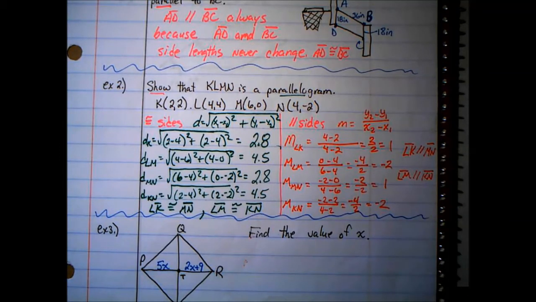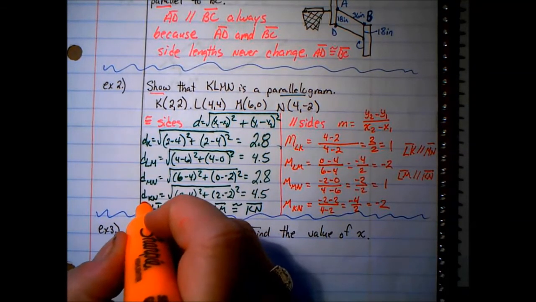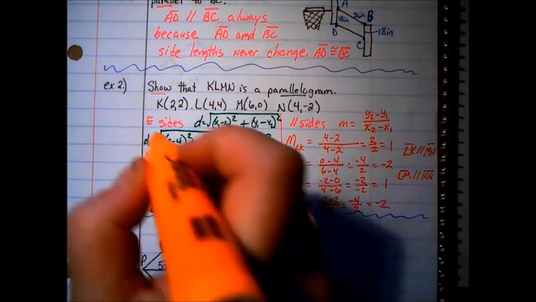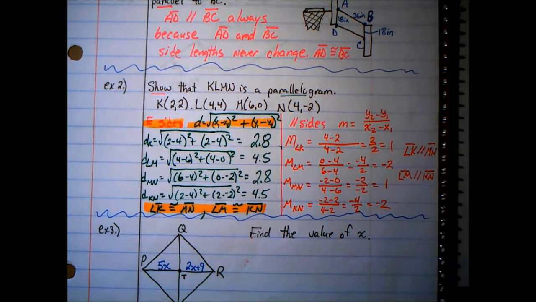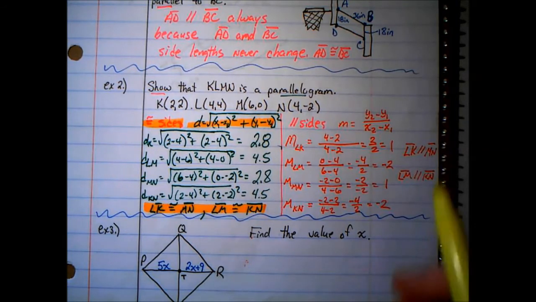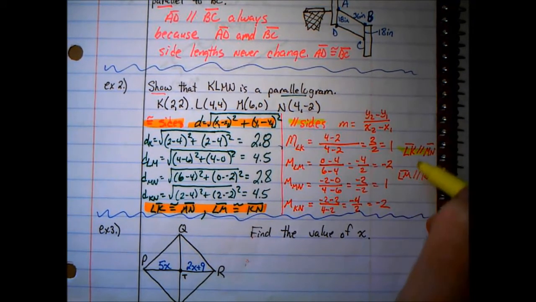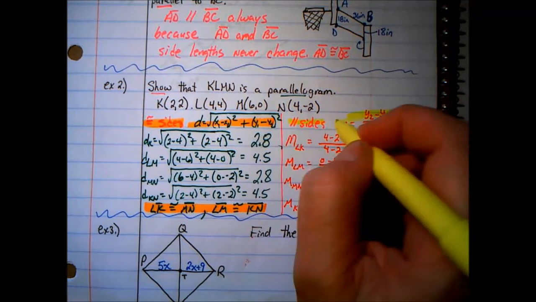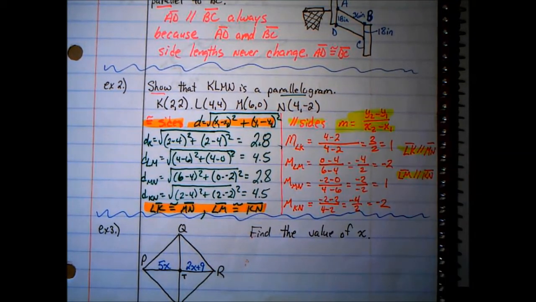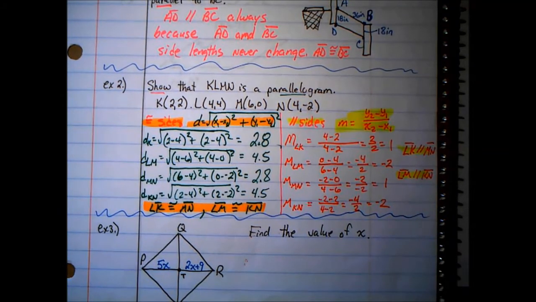So there's actually two ways based on what they ask you to do. For the sides, you use the distance formula. And the other one, where's my other highlighter? If they reference showing that the sides were parallel, you have to show the sides parallel using the slope formula. There's your two options.